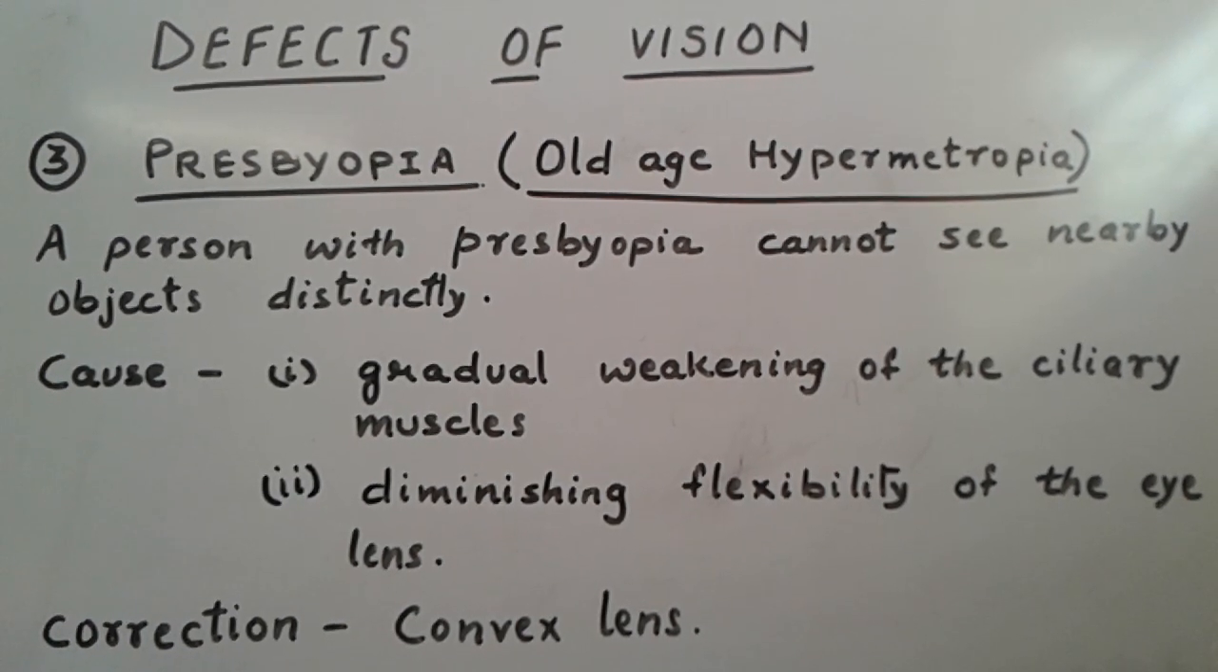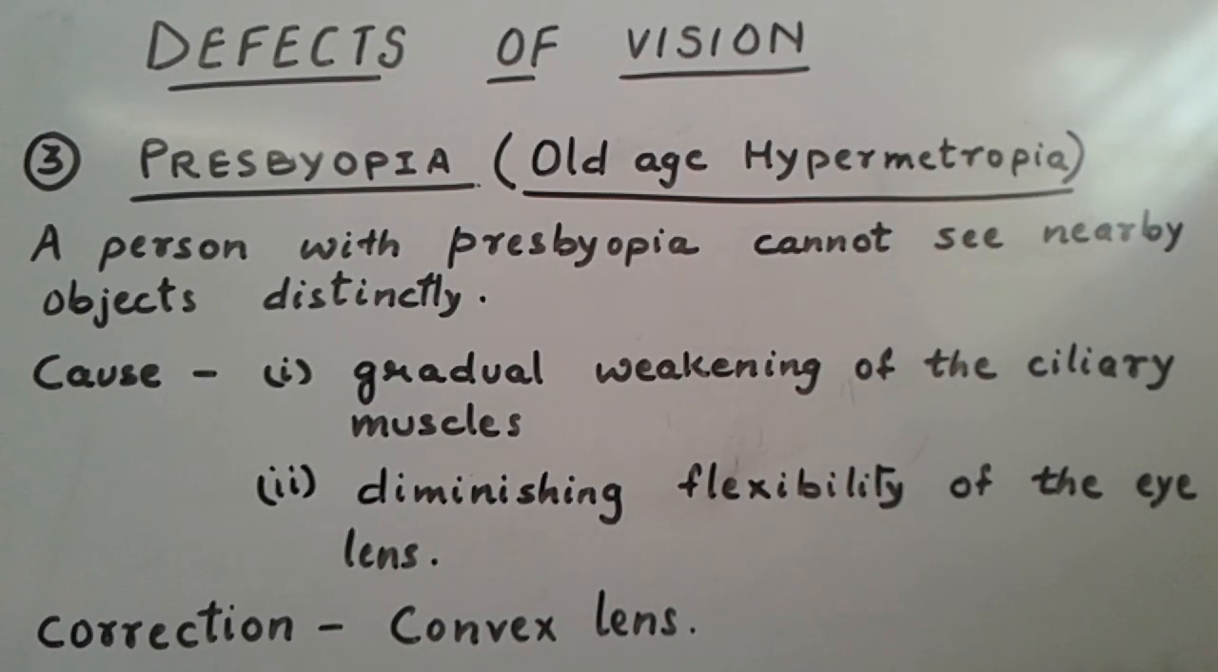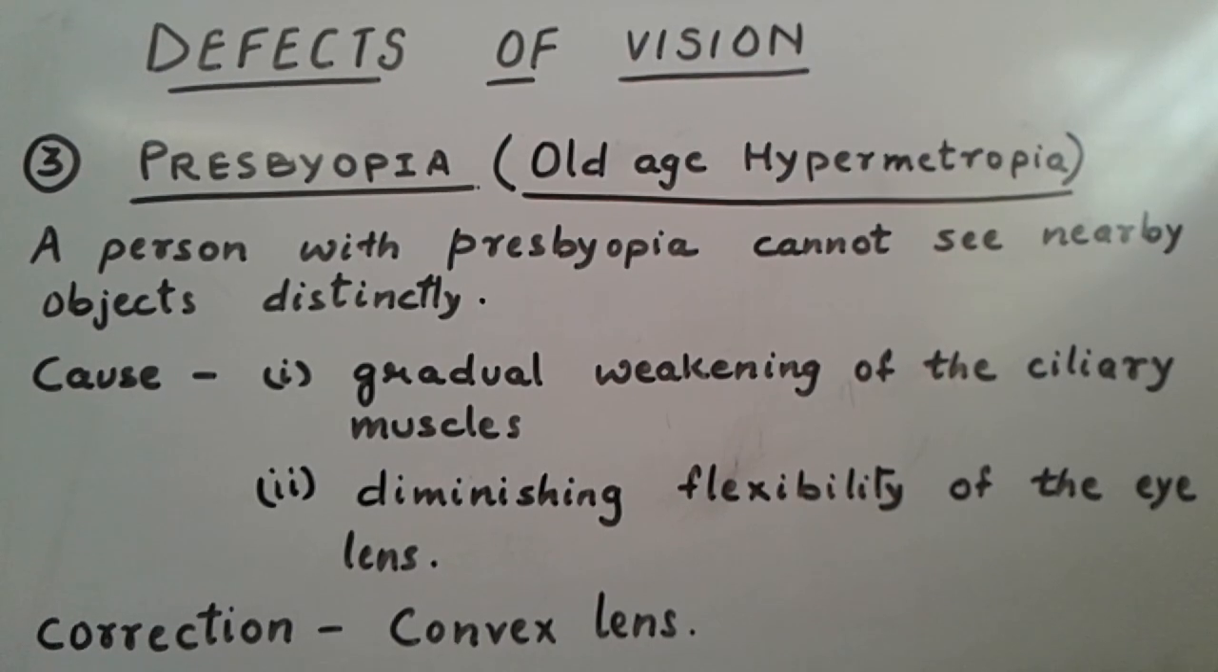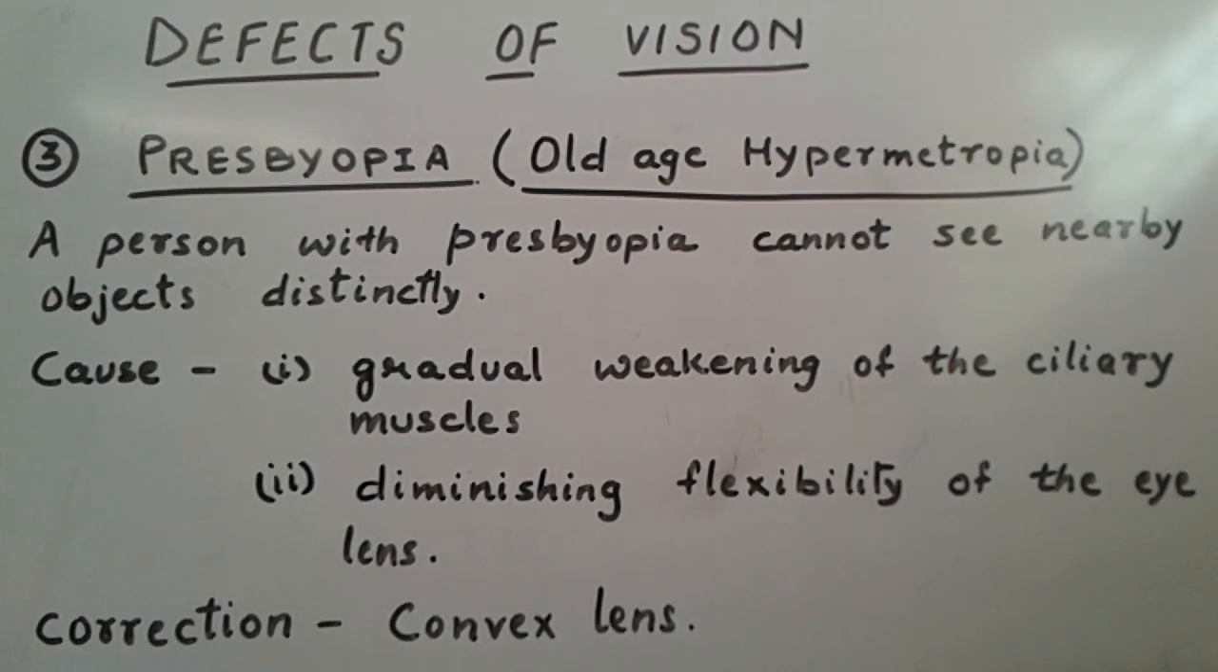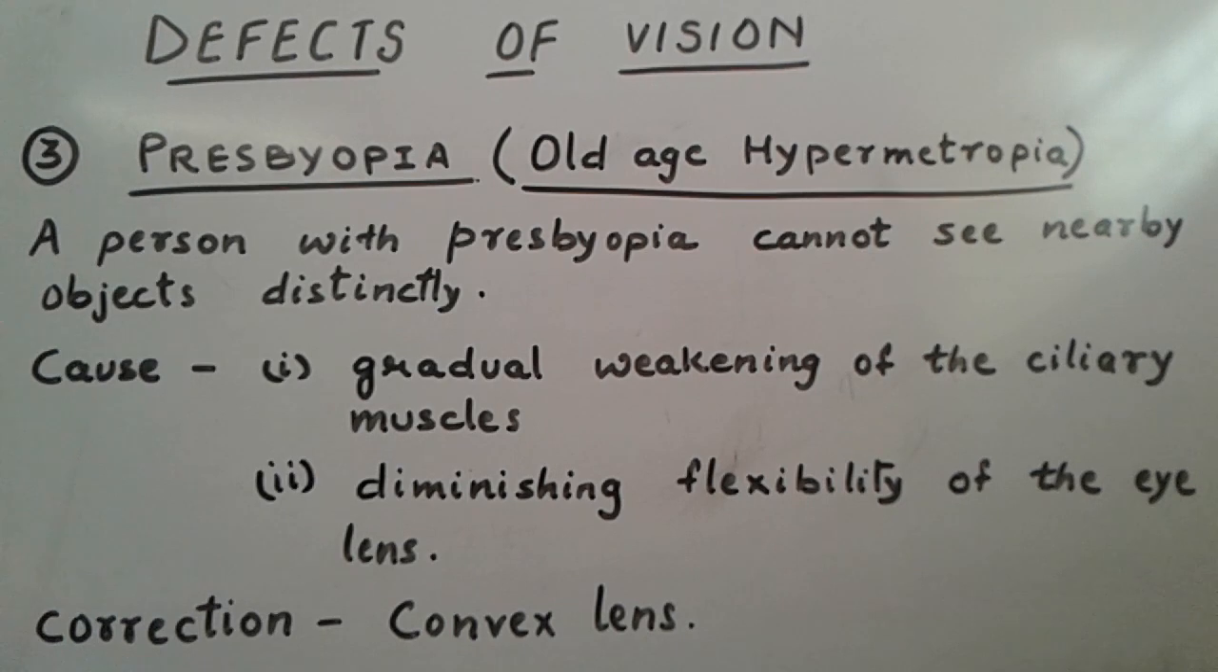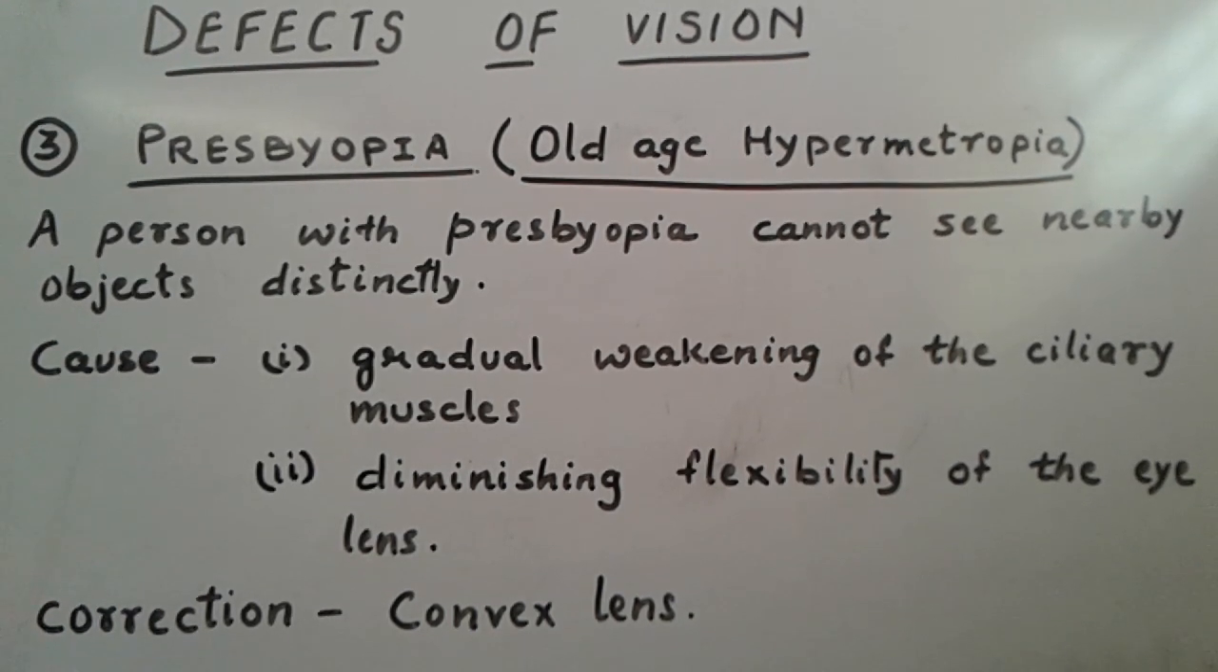The correction for this is a convex lens. As you can see here, it is the near defect. The far vision becomes absolutely perfect, but the only problem is with the near vision. So that's why we use a convex lens. So this is the third defect.